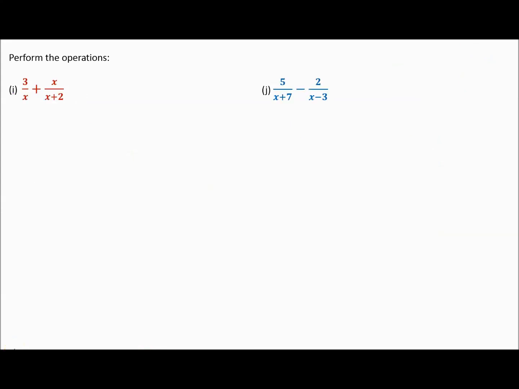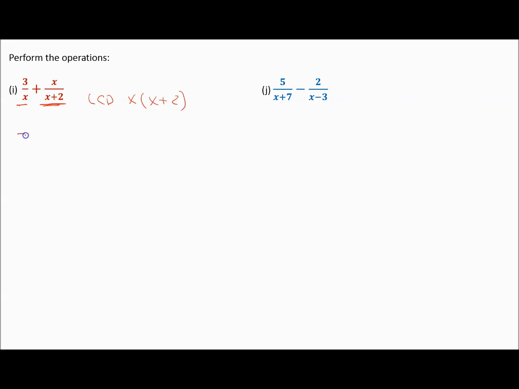All right, let's continue with 3 over x plus x over x plus 2. Now, look, we're dealing with some addition here. And I can't just add 2 to this x. The only way to build a common denominator is to multiply. So x is a factor and x plus 2 is a factor. And our least common denominator is just that, x times x plus 2.